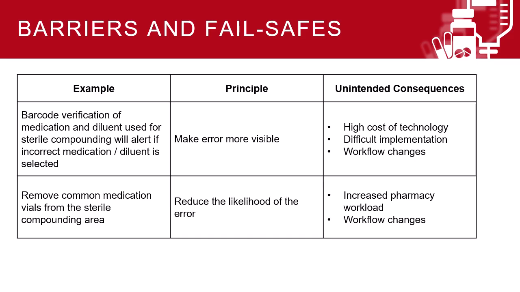in forcing functions. A barrier, or a soft forcing function, could be removing common medication vials from the sterile compounding area. This could reduce the likelihood of a selection error, but obviously would increase workload and make workflow changes that might be more difficult to implement, and it may or may not actually decrease the risk of confirmation bias.